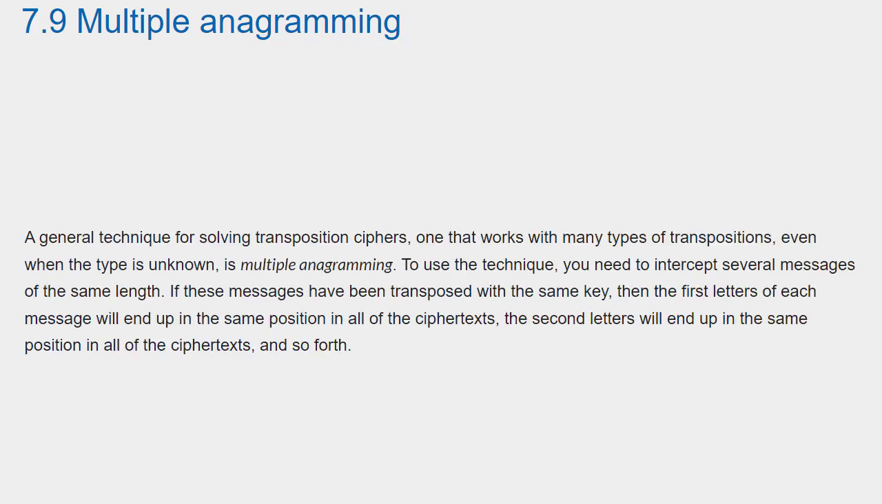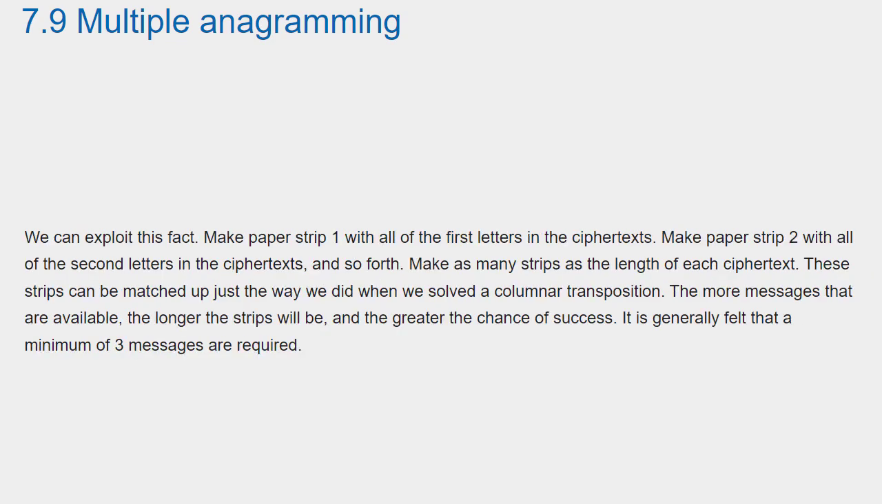Section 7.9. Multiple anagramming. A general technique for solving transposition ciphers, one that works with many types of transpositions, even when the type is unknown, is multiple anagramming. To use the technique, you need to intercept several messages of the same length. If these messages have been transposed with the same key, then the first letters of each message will end up in the same position in all of the ciphertexts. The second letters will end up in the same position in all of the ciphertexts, and so forth. We can exploit this fact.